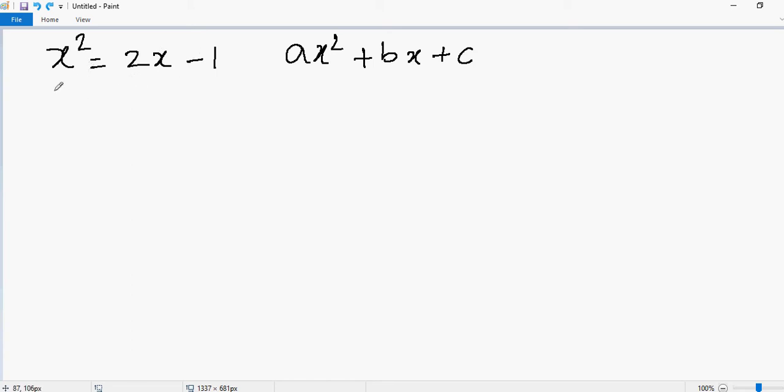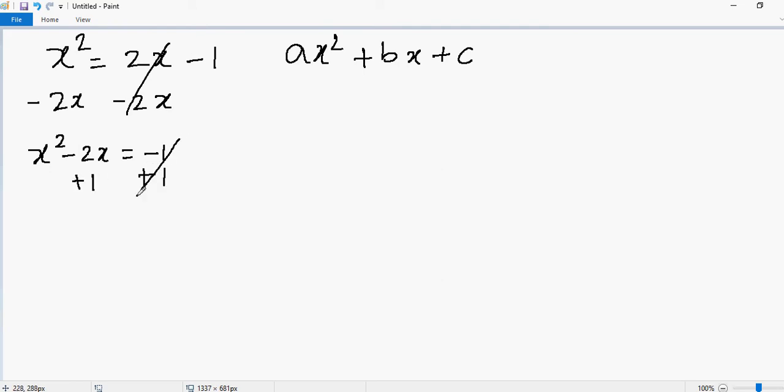So let's subtract both sides of the equation by 2x first. So we'll subtract both sides of the equation by 2x. So these two cancel out each other. On the left hand side we have x squared minus 2x, and on the right hand side we have negative 1. Now we can add 1 on both the sides to bring 1 on the left hand side. So we're gonna add 1 on both the sides. So this will be 0, and we have x squared minus 2x plus 1 is equal to 0.